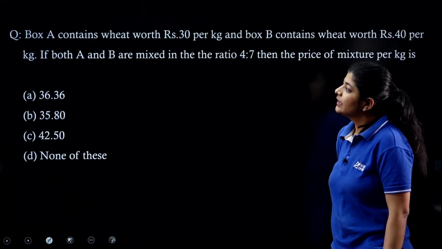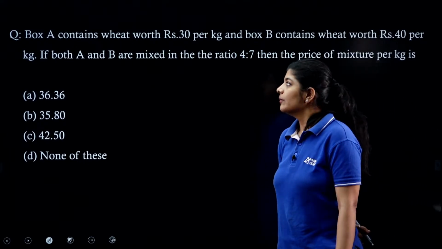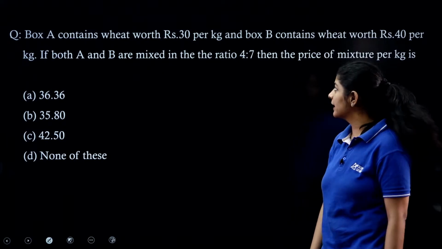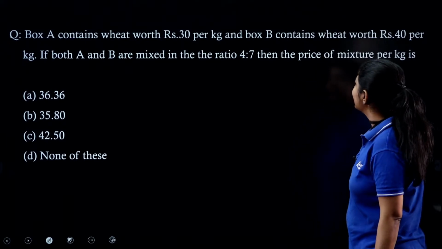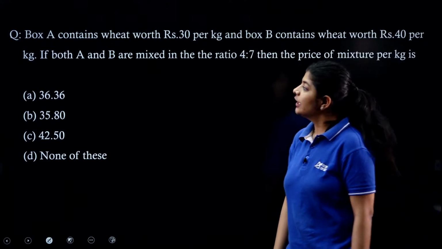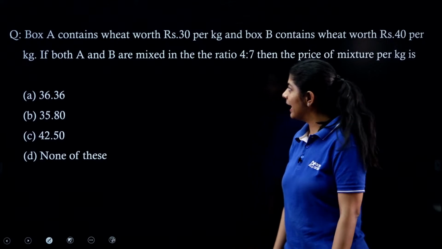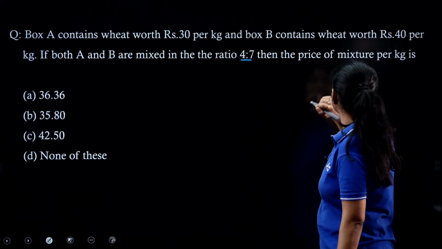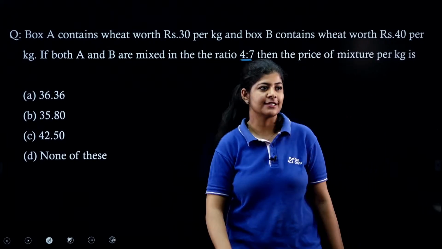Next. The next question says that box A contains wheat worth rupees 30 per kg and box B contains wheat worth rupees 40 per kg. If both A and B are mixed in the ratio 4:7, then the price of the mixture per kg is.